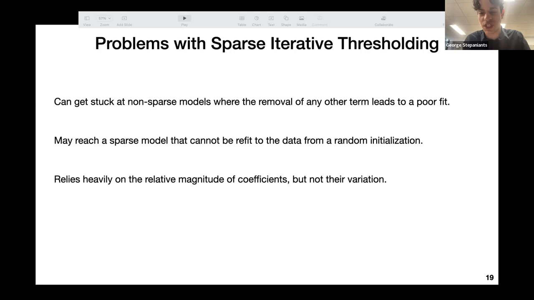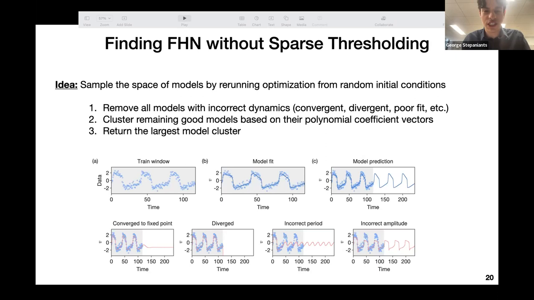Okay, so that leads me to our main approach for actually solving this problem, and I'm going to show it on the example again of the Fitzhugh-Nagumo oscillator. The idea goes as follows. Start with, let's say, several hundred dense cubic polynomial models in two variables and re-optimize them from random initial conditions, random coefficients, until they fit your data. Now you can take this whole bag of different models, remove all of the models which have the incorrect dynamics, so maybe they didn't fit your data or they diverged, and then cluster the remaining models that have a nice fit to the data, and look at the largest model cluster that remains.